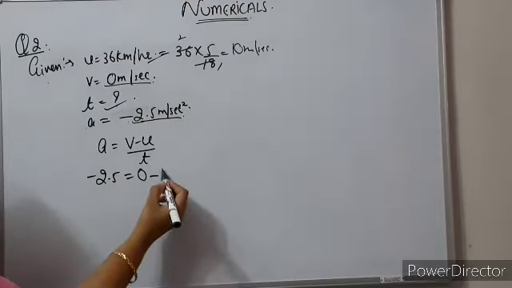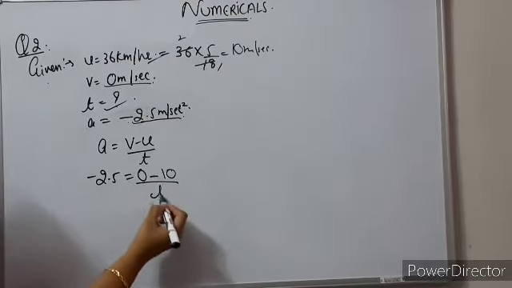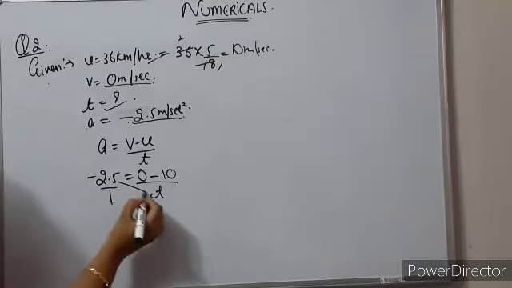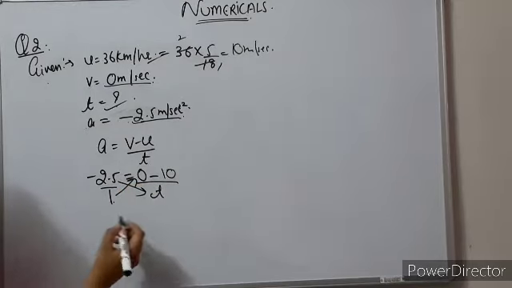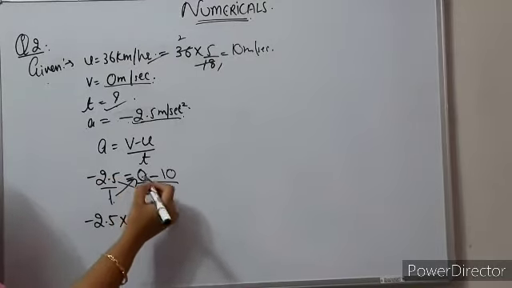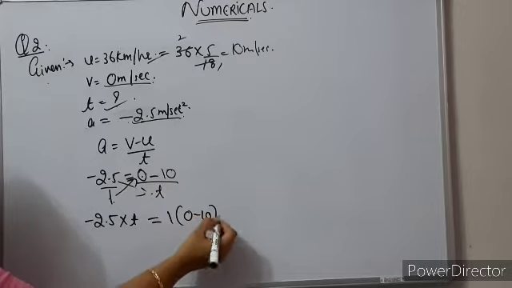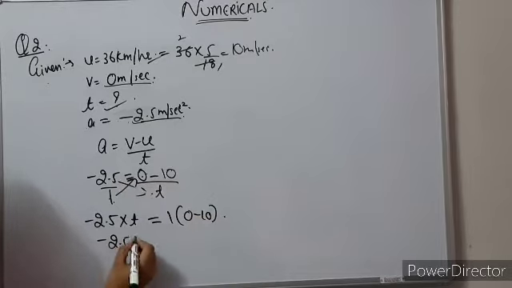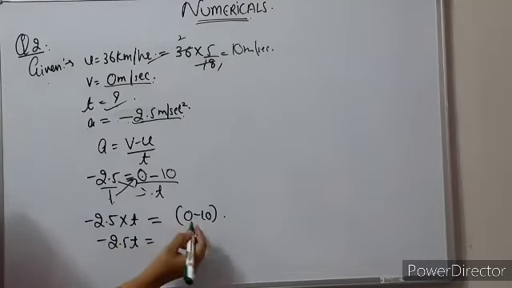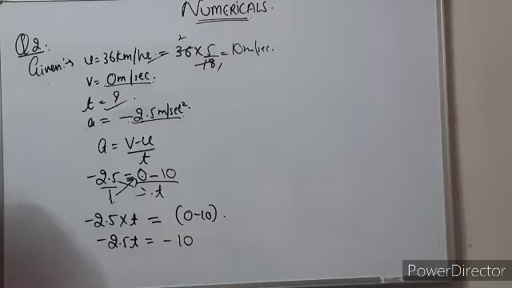So the value of u here is 10, over time. Time you have to find out. Now again nothing is there, so we write 1 in the denominator and then do cross multiplication. So it will be -2.5 multiplied by t is equal to 1 multiplied by (0 - 10). So -2.5t is equal to 0 minus 10, which will be -10. The minus signs cancel out.